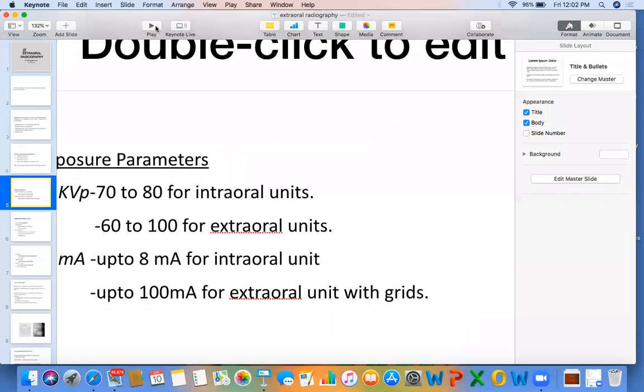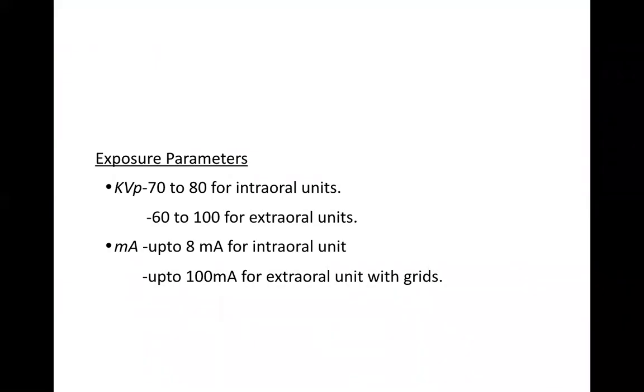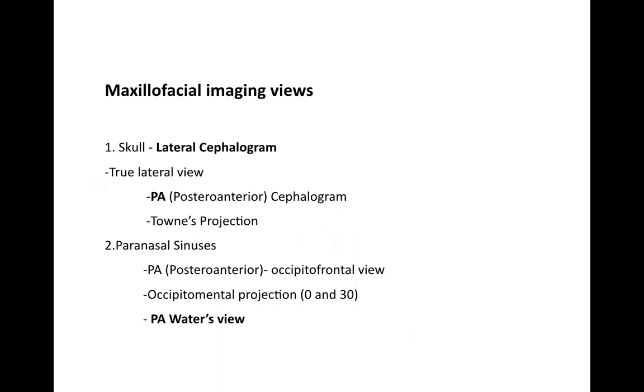Next is parameters. We'll just go through it because we have just a limit of 30 minutes to complete this topic. So let us go from the exposure parameters. It is kVp. You all know that we need kilovoltage peak, which is 70 to 80 for intraoral units and 60 to 100 for extraoral units. Milliamperage is 8 mA for intraoral units and up to 100 mA for extraoral units with grids. You all know what is a grid. Grid is used to remove the scattered radiation so that the image would be better for diagnostic information.